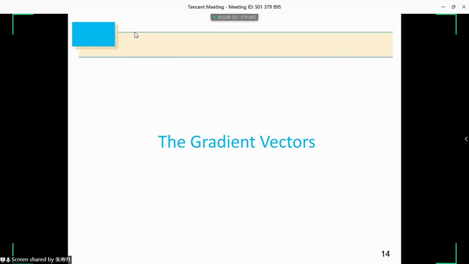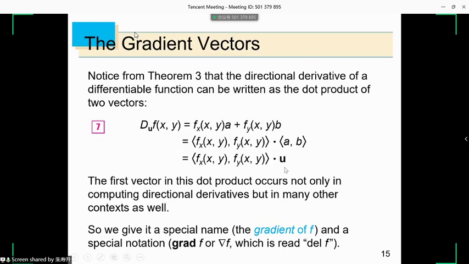So another definition is the gradient vector. From the gradient vector we get the direction of fastest increase and decrease, so we find the special direction. The special direction is the gradient. Notice from theorem 3 that the directional derivative can be written as a dot product of two vectors. We have learned the dot product, so we use it to express the directional derivative like this.